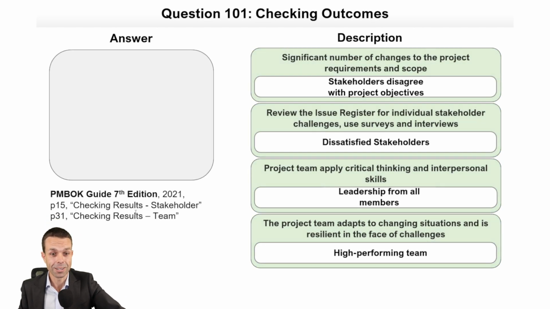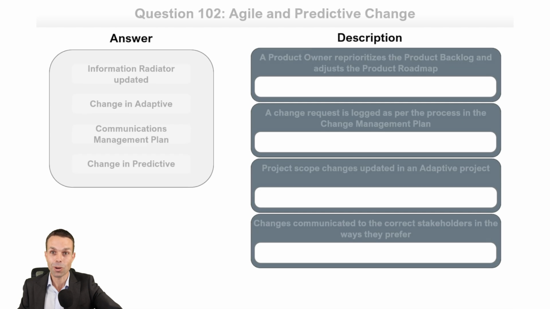Okay, that's correct. So, PMBOK Guide 7th edition, page 15 under checking results stakeholder and checking results team. So those are really great things to check just for project scenarios. How did you guys go with that one? Pretty good way for us to start off.